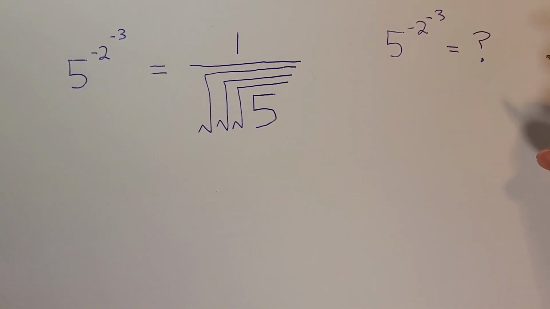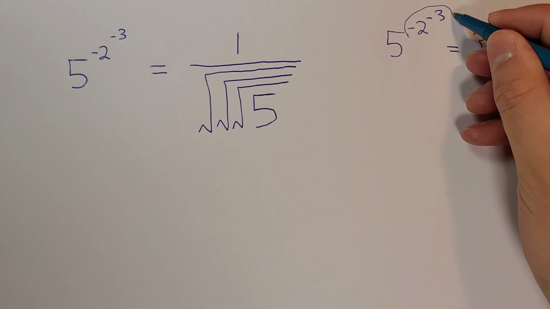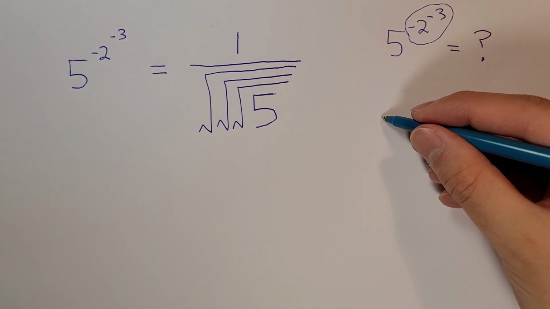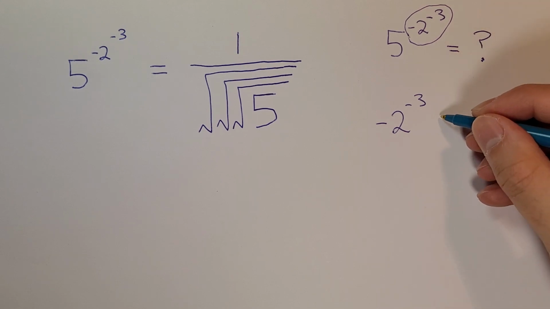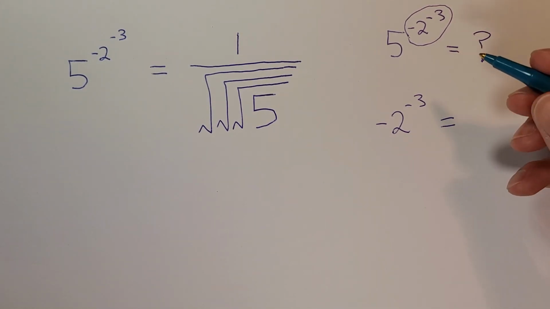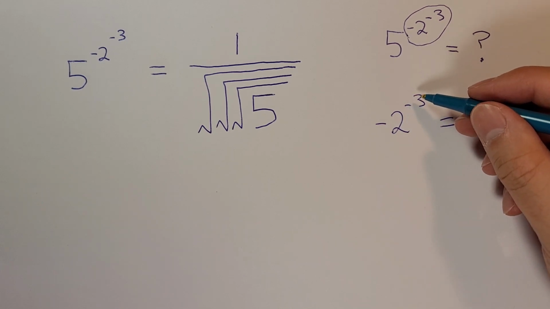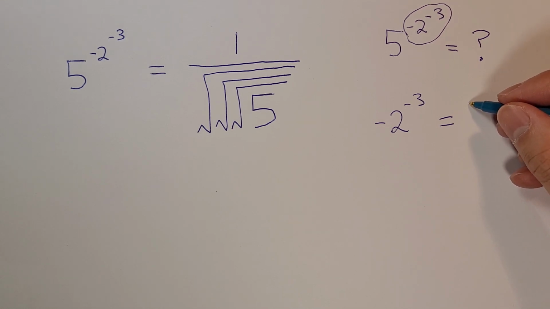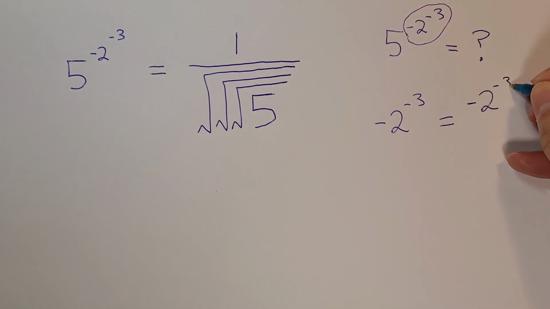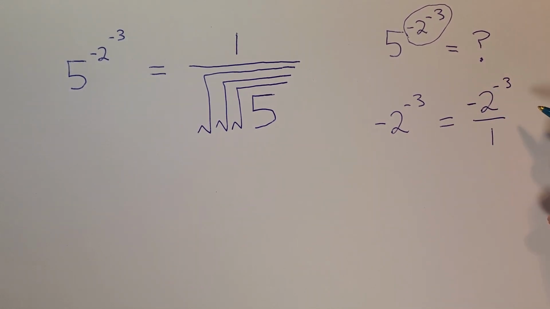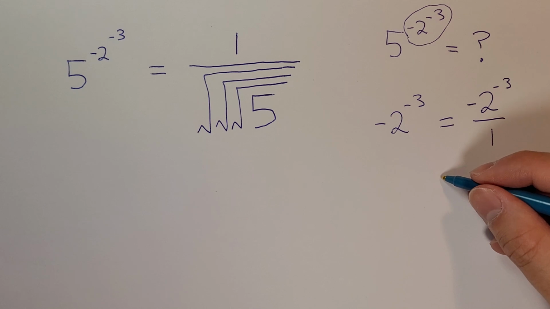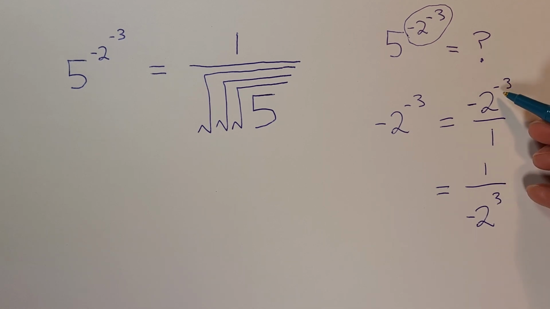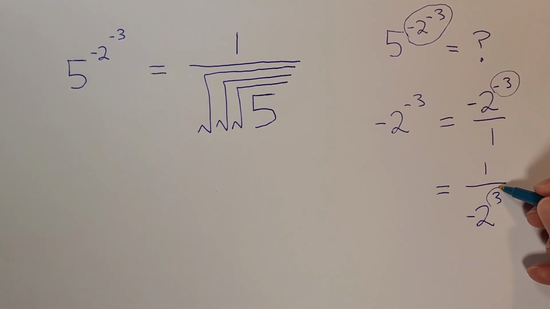To find out what this number is here, I want to look at the exponents of this number over here. So here, I would like to write this out. I noticed that I'm faced with a negative exponent again. In this case, it's minus 3. So I'm going to write this as a fraction over 1, like so. And then I'm going to flip the fraction. Notice how this negative exponent now becomes a positive exponent.